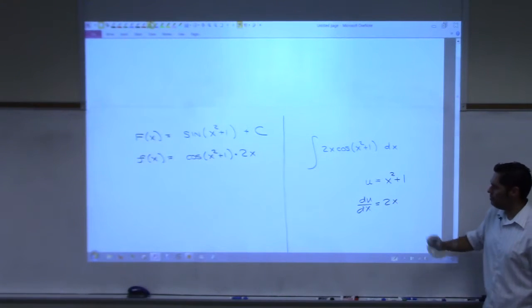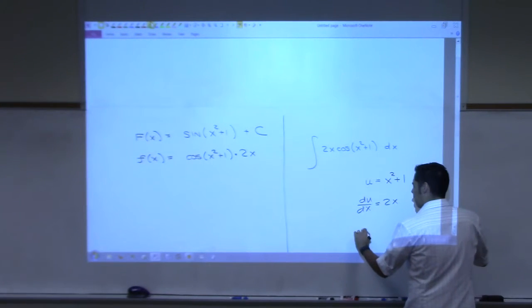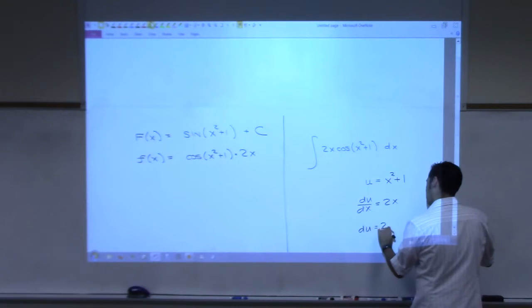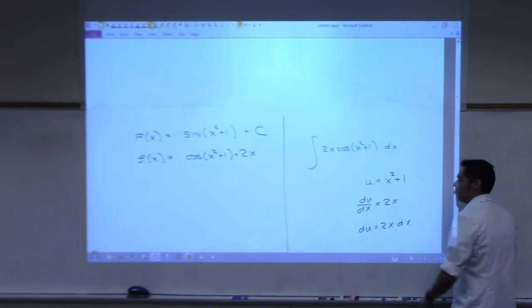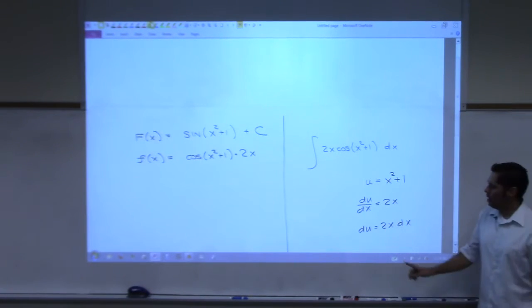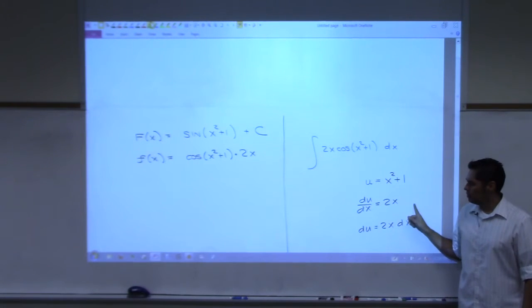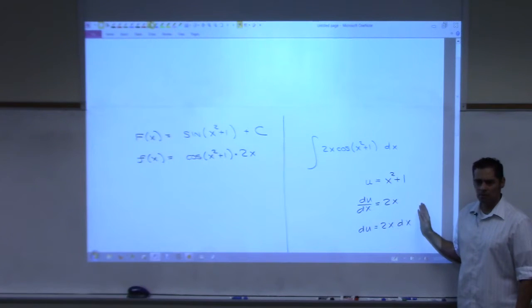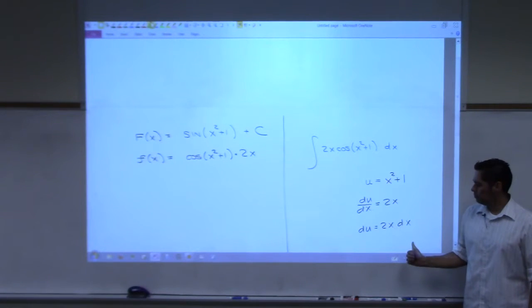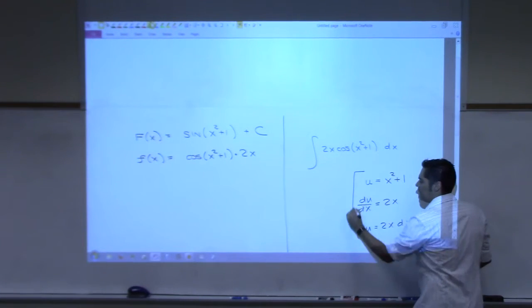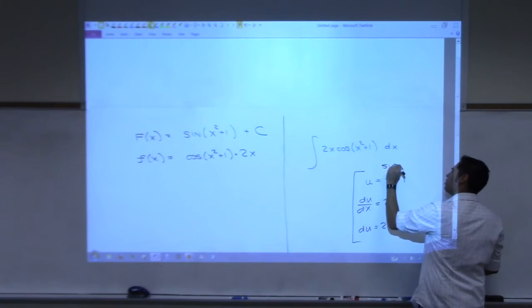Now, I would like for you to write this. Do you agree with that? I'm multiplying both sides by the differential dx. So almost like clearing a fraction. Yes? Okay, so all of this was just me on the side doing this thing called substitution.